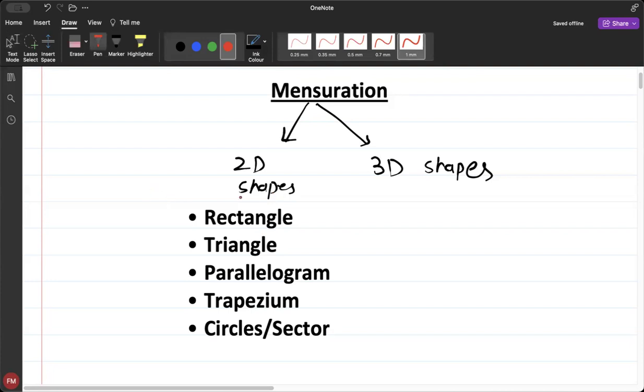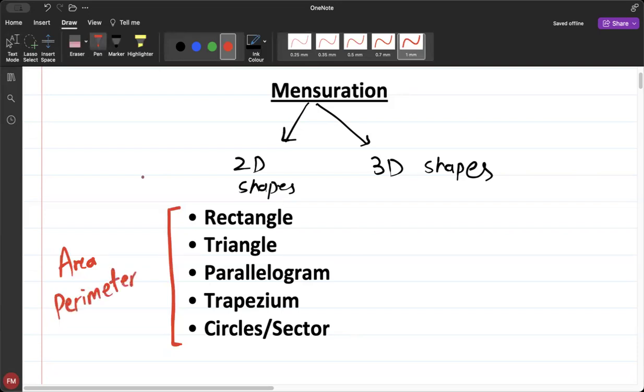Now, whenever it comes to these 2D shapes, we have a rectangle, we have a triangle, we have a parallelogram, similarly trapezium, and then of course we have circles and sector. That's basically a part of a circle. We'll also be discussing this. What you need to realize over here is that with these types of shapes, the question is only going to ask you to figure out the area or the perimeter.